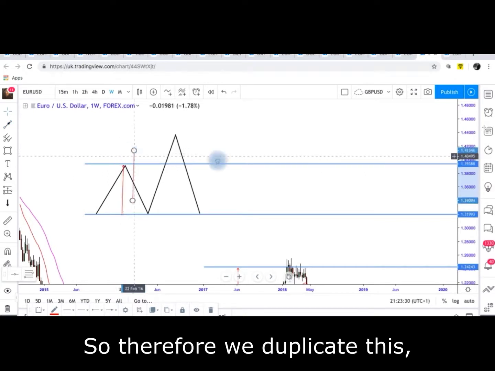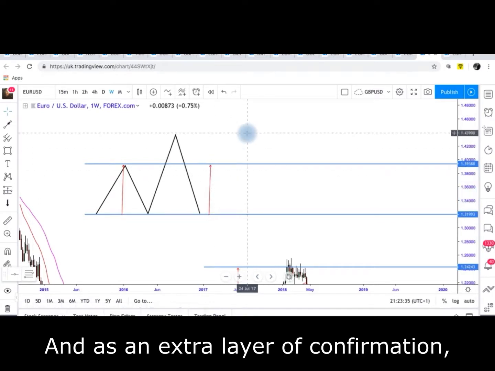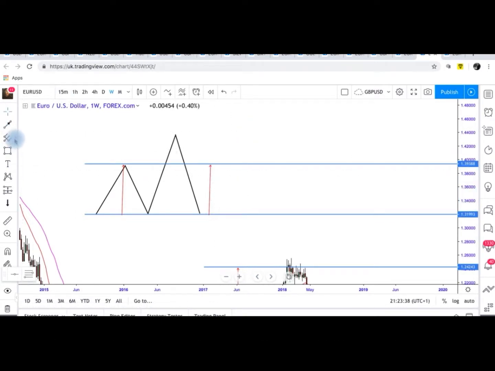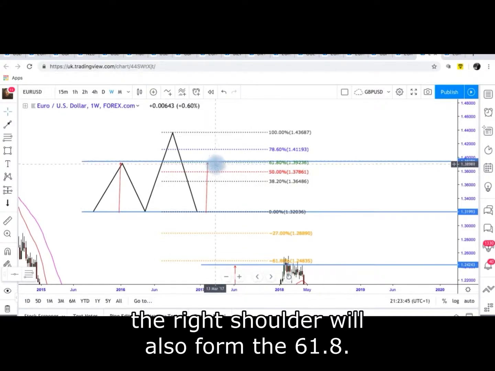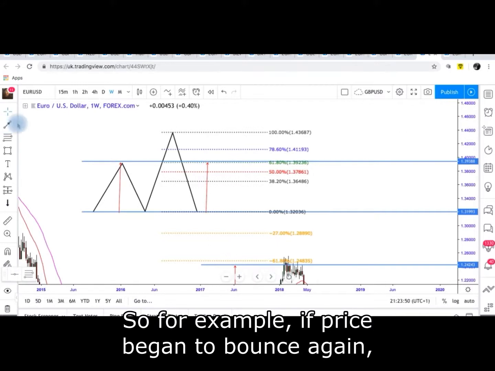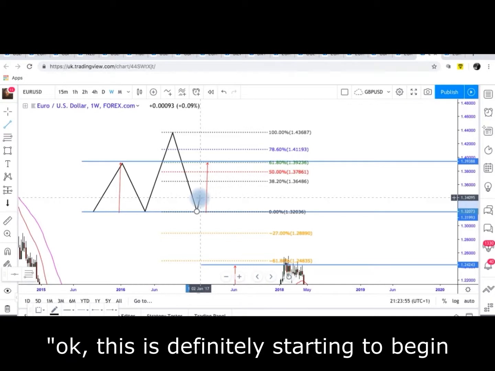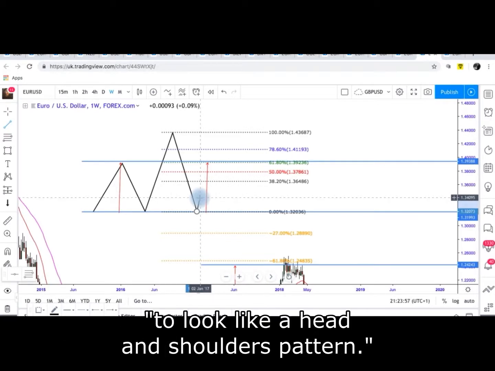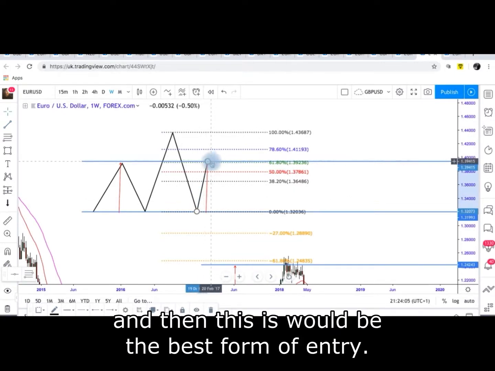So therefore we duplicate this, we'd anticipate a right shoulder, and as an extra layer of confirmation, we could also fib this, and most of the time, the right shoulder would also form at the 61.8. That's another layer of confluence. So, for example, if price began to bounce again and reject this neckline, this is when we'd start thinking, okay, this is definitely starting to look like a head and shoulders pattern. We now need to start anticipating the right shoulder, and then this would be the best form of entry.